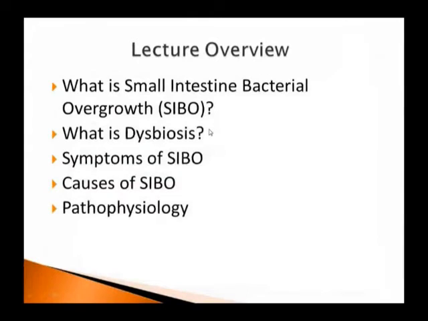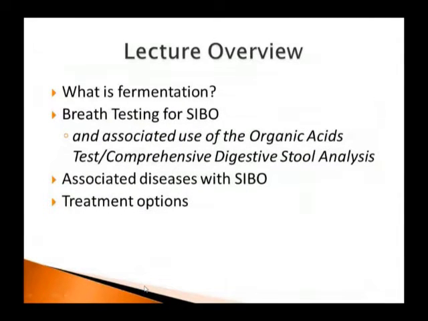So we're going to talk about what is small intestinal bacterial overgrowth. I sometimes mispronounce whether it's SIBO or SIBO or SIBO. I tend to naturally say SIBO. But anyway, small intestinal bacterial overgrowth. And then we're going to talk about what is dysbiosis. What are some symptoms of small intestinal bacterial overgrowth? What are the causes? What's called the pathophysiology, sort of what's the big deal, and what may be some things that are associated with it.